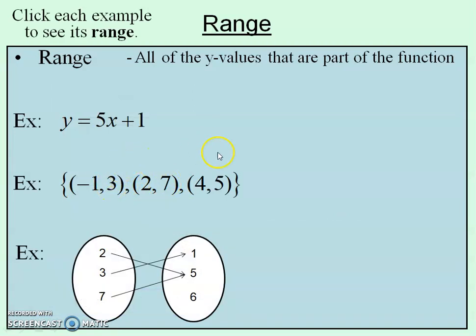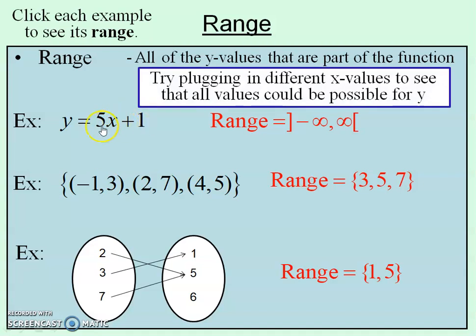So in this case, 3, 7, and 5. In this case, 1, 5, and 6. Sorry, just 1 and 5. 6 doesn't have an arrow pointing to it. And in this case, because if I plugged in any x values, I could eventually get any y value. Like to get -100, there's a specific x value. Or -1,000, there's a specific x value I could plug in.